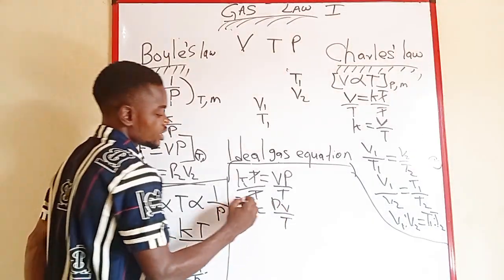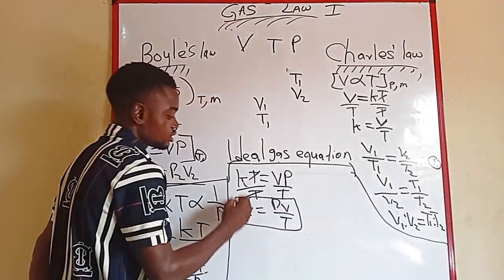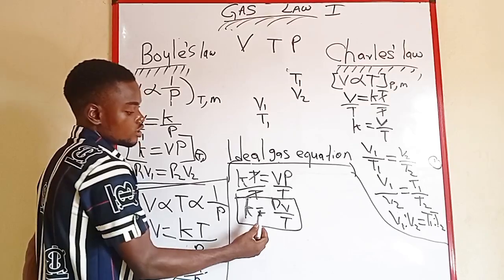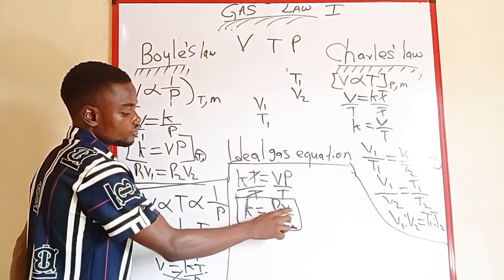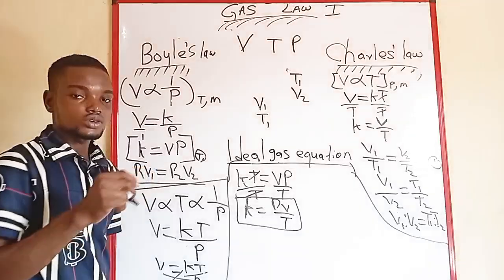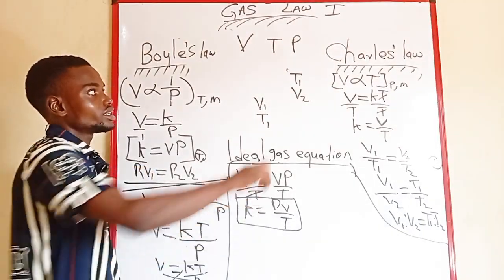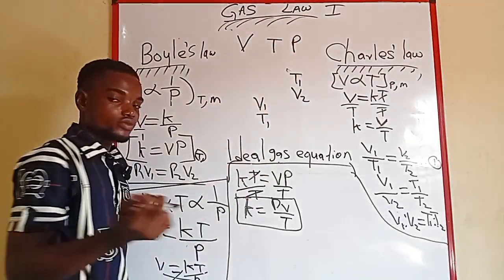Now, since this is a constant, that is K, it means that for every mass or for every gas, PV over T is going to be constant. All right, that is if the temperature and pressure do not vary.